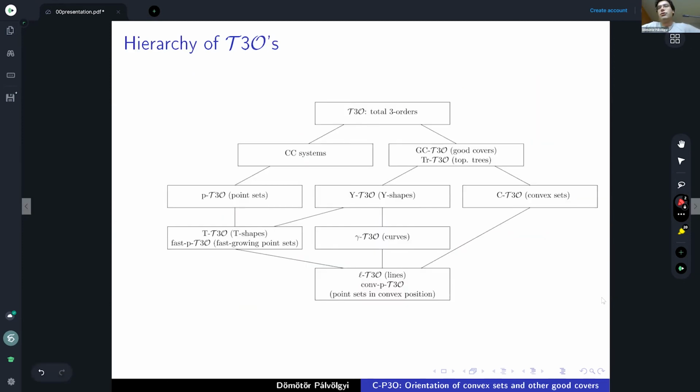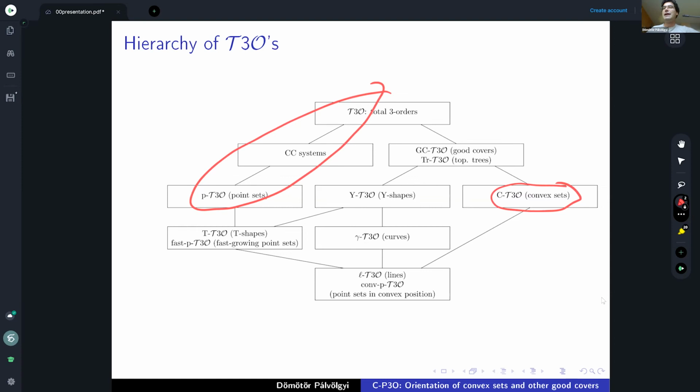And now let me show you this big diagram. This is an extension of that earlier diagram that I showed with rectangles. Just here I have all these subclasses. Before we had this thing that was going down, and we had the convex sets. That was the first diagram. Here I introduced these good covers. I showed that they give the same T3Os as the topological trees. And there are all these subclasses that you could see: the Y shapes, the T shapes, the curves, and of course here are the lines.